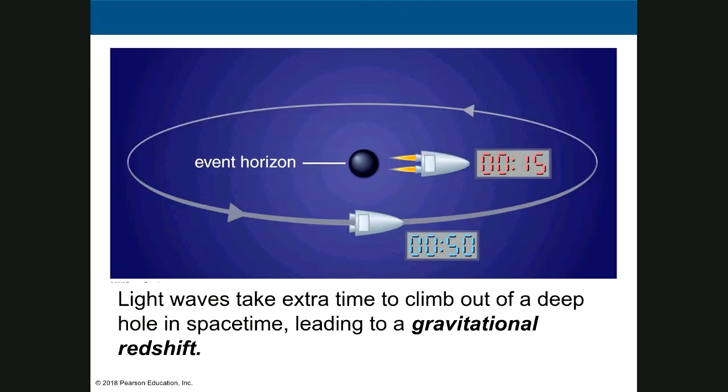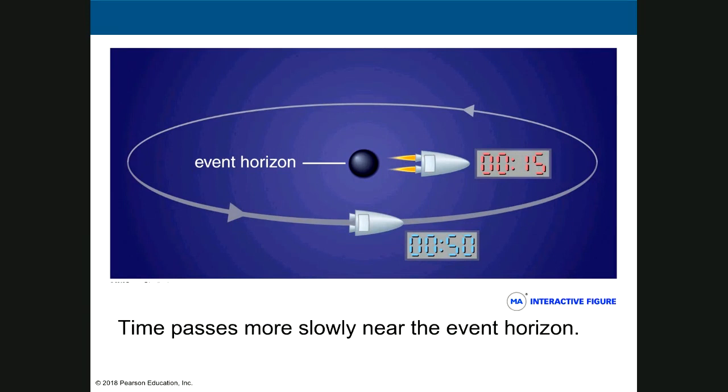Now, sending a probe to a black hole is also fairly difficult, if not impossibly difficult. Light waves take extra time to climb out of a deep hole in space-time, leading to a gravitational redshift. What that means is that time will actually pass more slowly toward the event horizon. So if here's our black hole and we send a probe, as the probe approaches the black hole, it will take longer and longer and longer to get there.